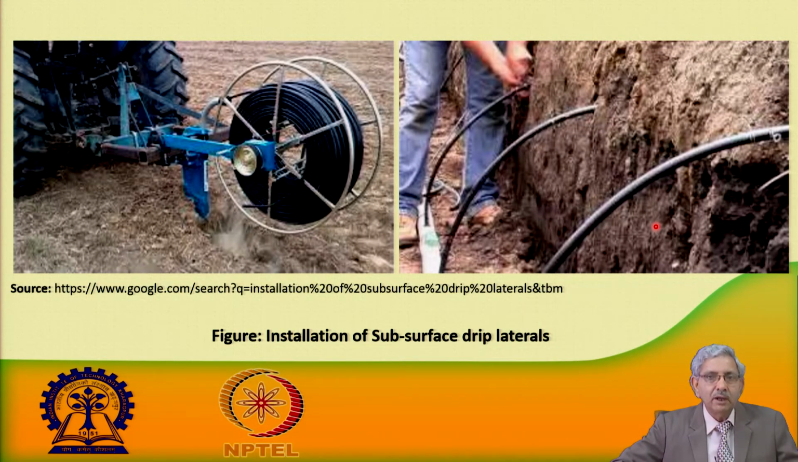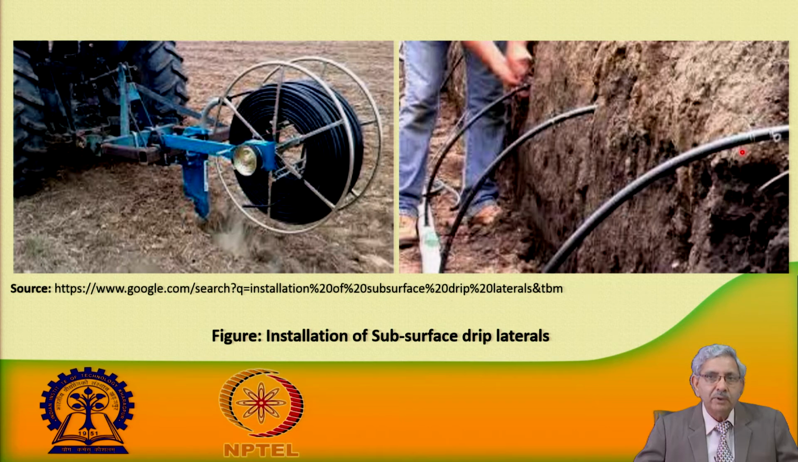When it is to be laid below the ground level, that is a subsurface lateral. This is also done mechanically. There is a particular pool on which the laterals are placed, and when the tractor is driven, it places them below the ground level.